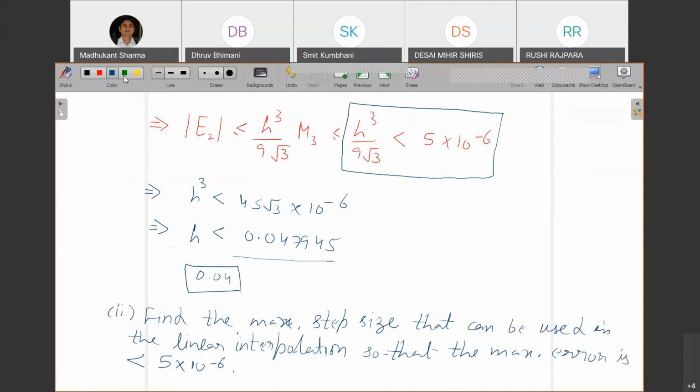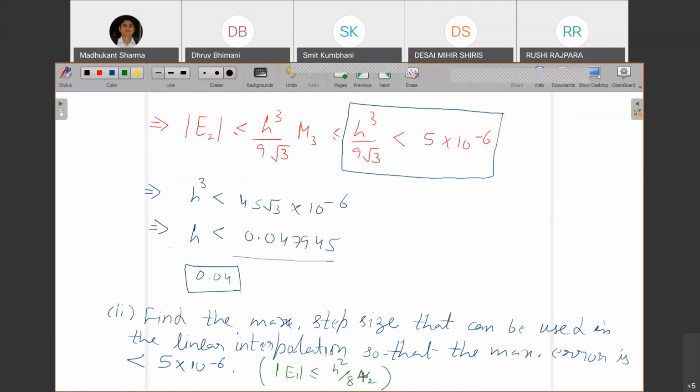We want to give you a hint here. If you recall, modulus E1 was less than or equal to h squared by 8 times M2. And what was M2? M2 was the maximum of the second order derivative over the interval. Okay, so the maximum is again less than or equal to 1. So M2 is less than or equal to 1. So that you can do now.